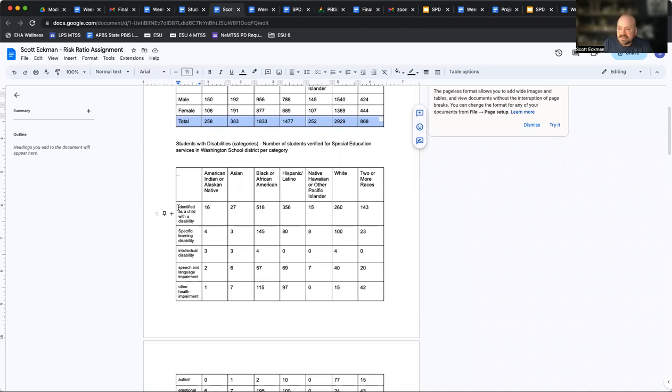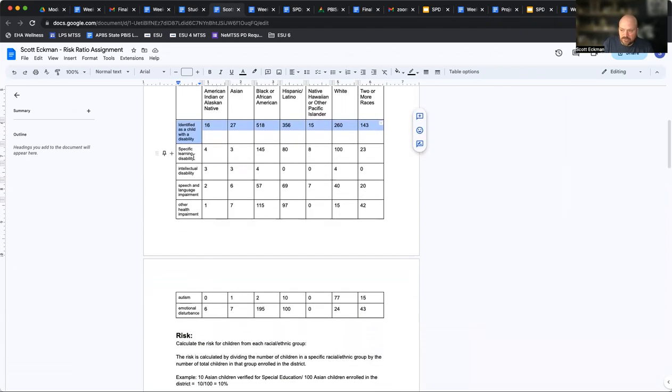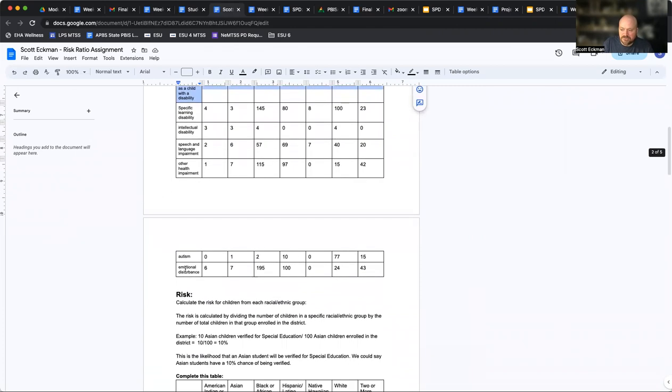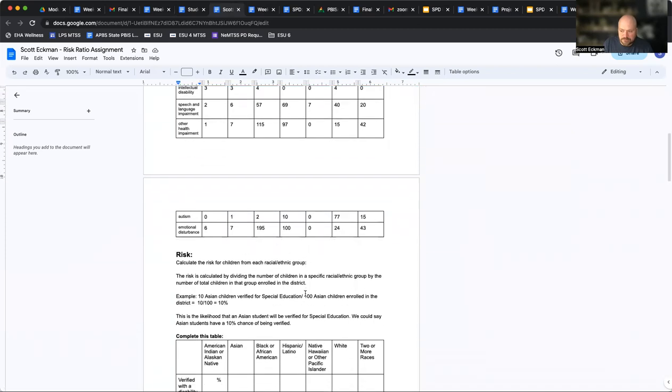First thing you'll notice is that this top row is identified with just a disability, no particular category of disability, but they're verified for special education. So that's one of the numbers that we're going to want to know. And then it goes into the actual categories down below. And then you'll see emotional disturbance is at the bottom. We're going to use that here in a little bit.